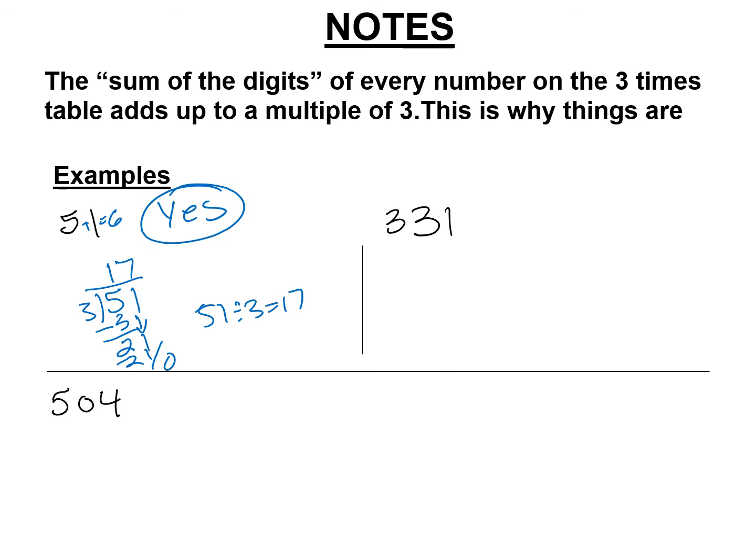All right, let's look at 331. It's got 2 3's in it. Is it divisible by 3? Well, 3 plus 3 is 6, plus 1 is 7. 7 is not a number on the 3 times table, so it's no.